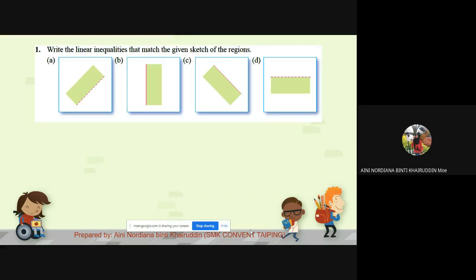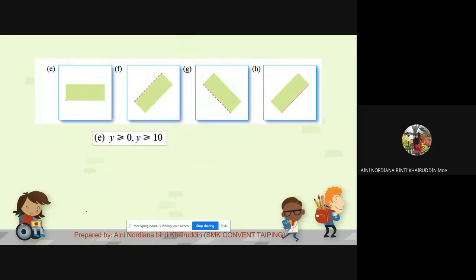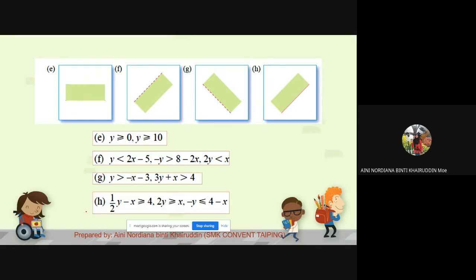Write the linear inequalities that match the given sketch of the region. So this is the answer for A, B, C and D. Next, E, F, G, H.